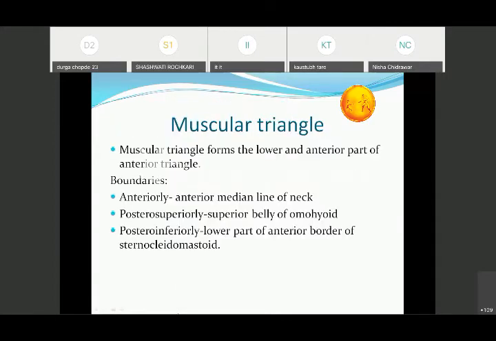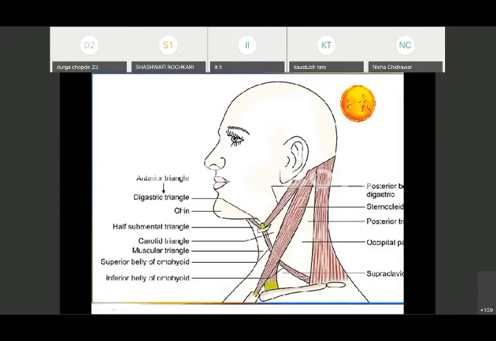Then we'll see the next triangle, that will be the muscular triangle. Lastly, the muscular triangle, as the name suggests, is formed by muscle. It forms the lower part of the anterior triangle. Can you see in this figure the boundaries of this triangle? This region is the muscular triangle.